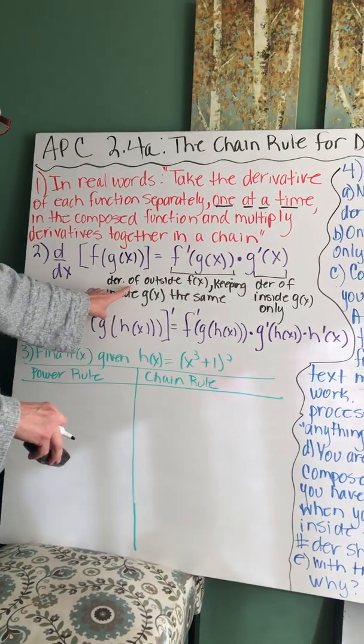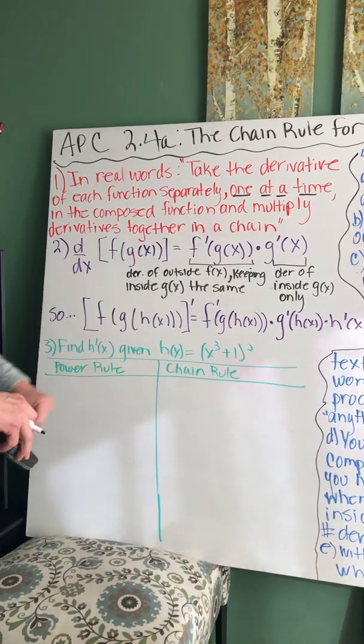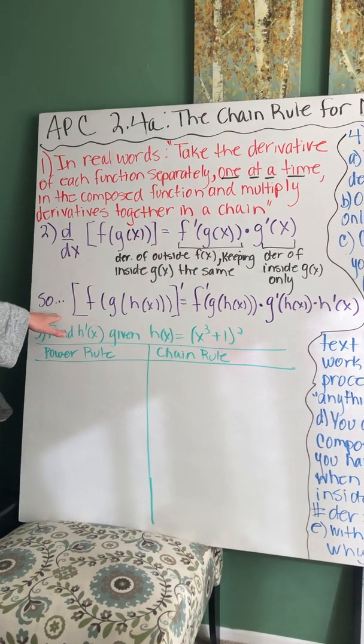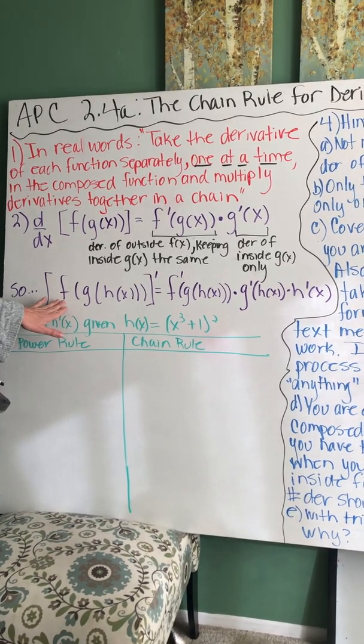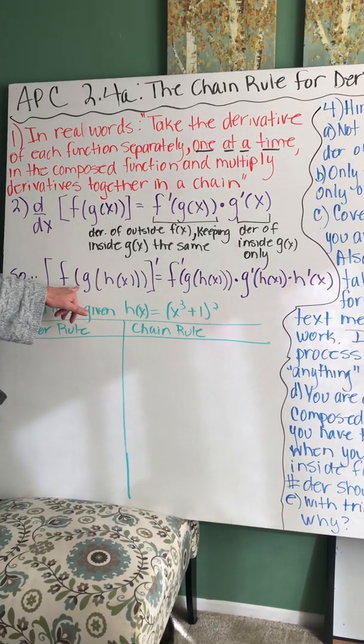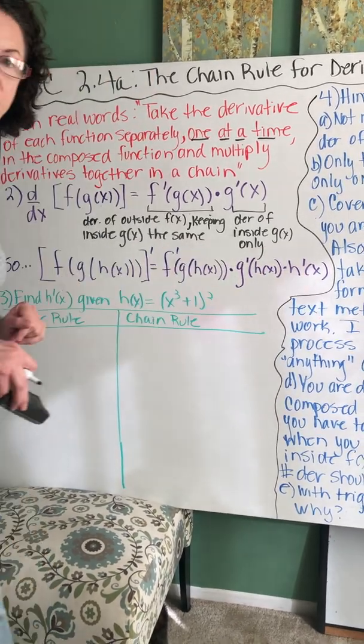The derivative of the outside function, keeping the inside function the same. Oh, I just said it. Excellent. So this means that if you have a function that is composed of three functions, 1, 2, 3, that you would have 1, 2, 3 derivatives.